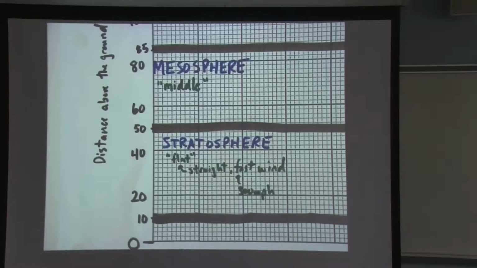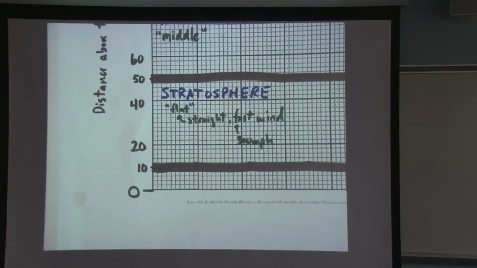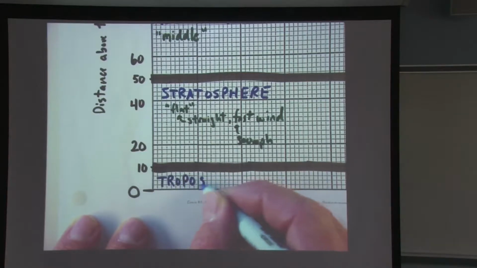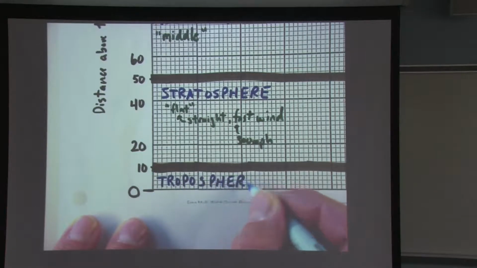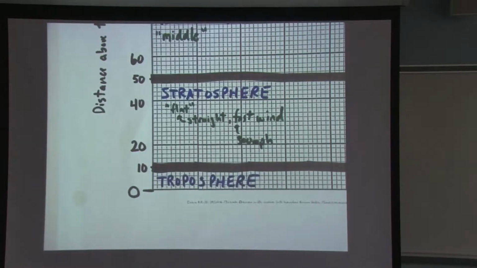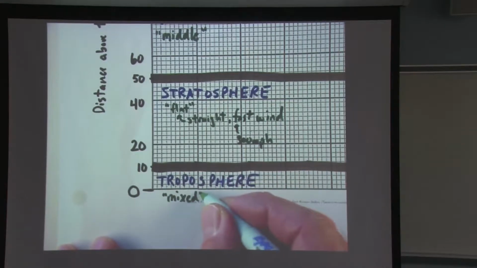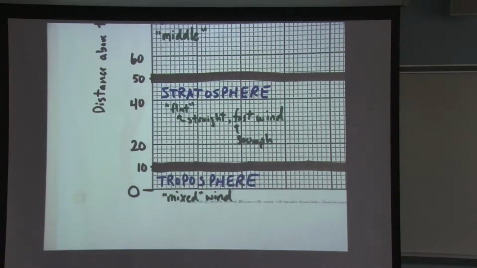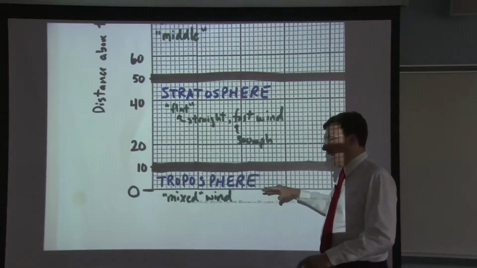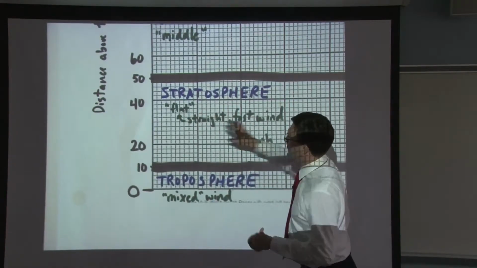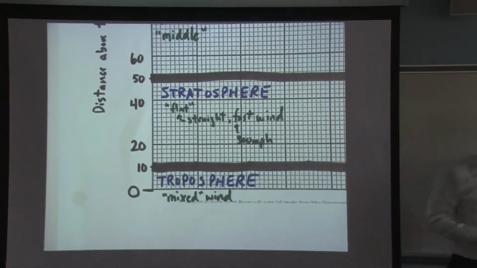That leaves us with our bottommost layer, the one that we live in, all the way down here. The bottom layer is called the troposphere. This is the layer of the mixed wind. It's not the straight and fast wind. It's mixed around. We have wind that blows into the page, out of the page, up and down, around in circles. It's going all sorts of different directions here. Where in the stratosphere, it's consistently going in one general direction.